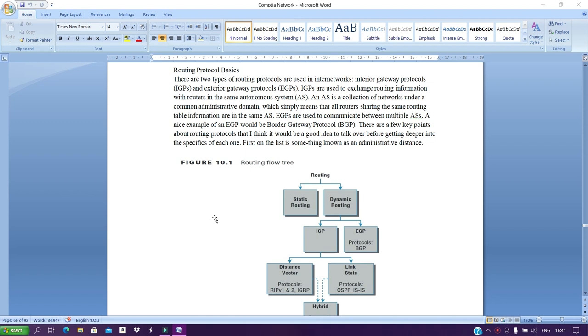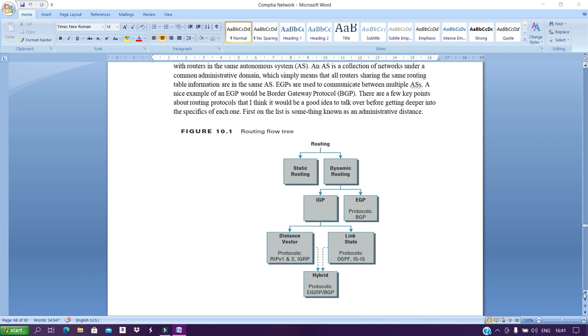EGPs are used to communicate between multiple ASs. A nice example of an EGP would be Border Gateway Protocol. There are a few key points about routing protocols that I think will be a good idea to talk over before getting deeper into the specifics of each one. First on the list is something known as an administrative distance.